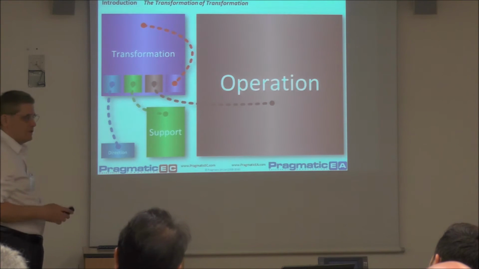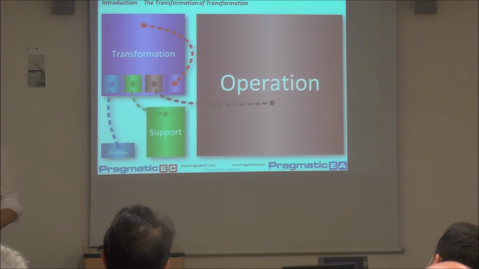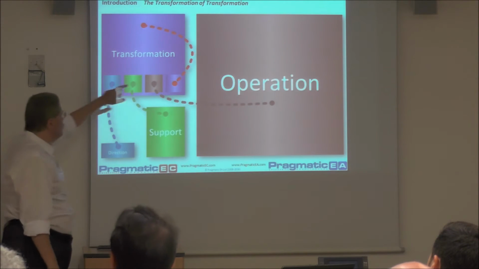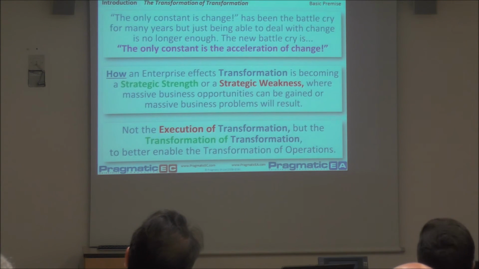So most of the time when people talk about transformation, they're talking about running a project, doing enterprise architecture, writing a business strategy, writing capability models, doing all that stuff that all rolls out into operations and improves operations. We're talking about transforming the transformation part of our enterprise, part of which, of course, is enterprise architecture.